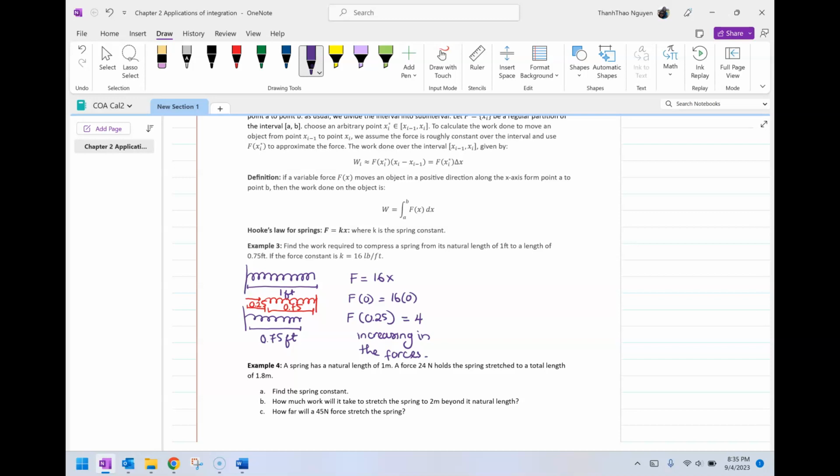This means the work done over this interval is given by the integral from 0 to 0.25 of the force function 16x dx. So this is 8x squared evaluated from 0 to 0.25, and this is equal to 0.5 foot-pounds.